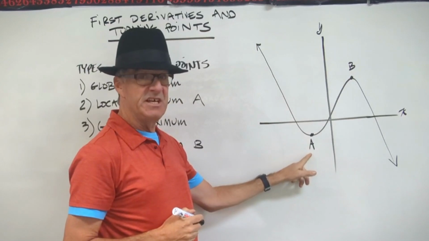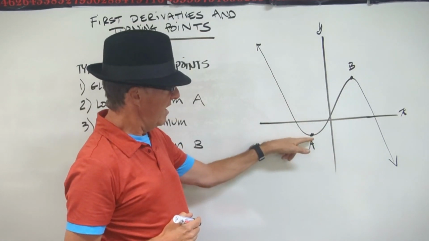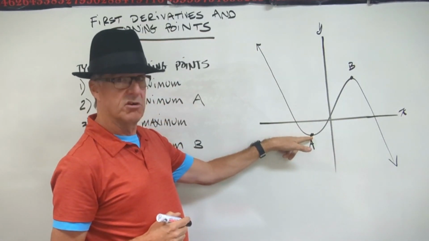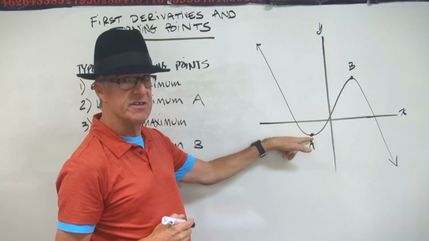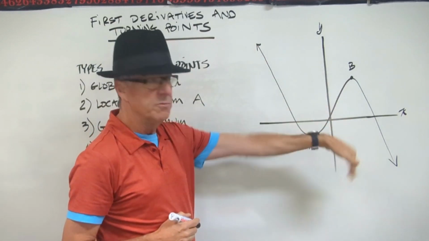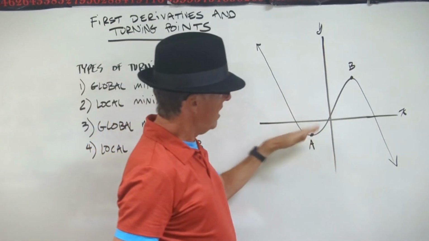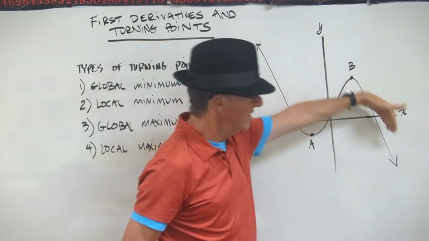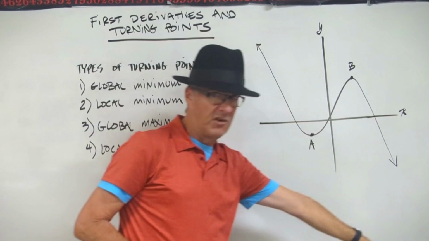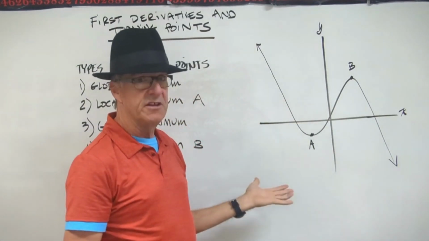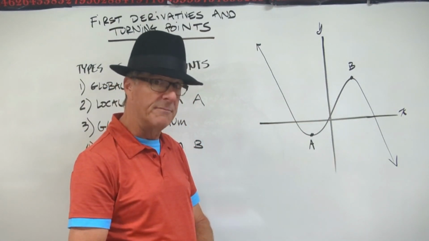So this is a local minimum. Right here, that's as low as the graph gets. That's as negative as y gets on this cubic function. Now, it's not a global minimum because the graph, after it goes back up, passes through that turning point, and goes down forever. So the graph as I've drawn it there has no global minimum.